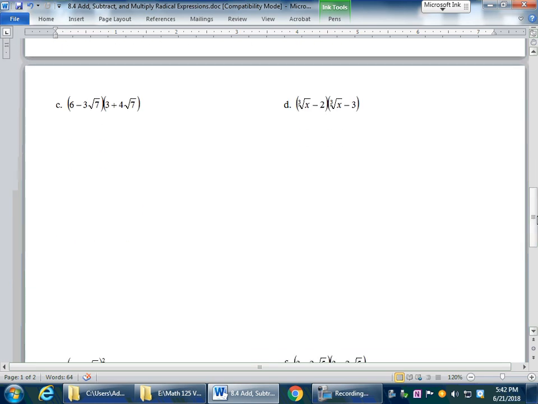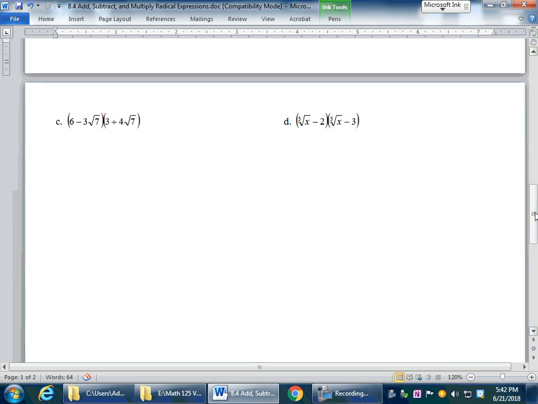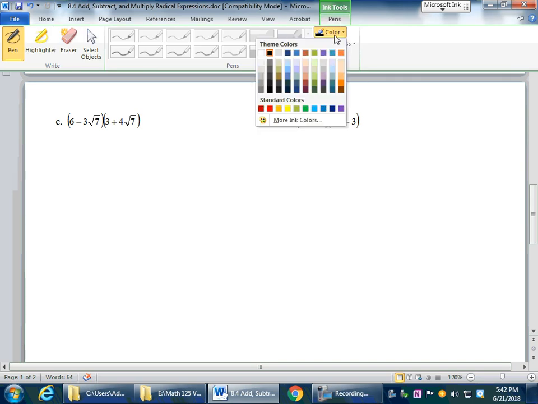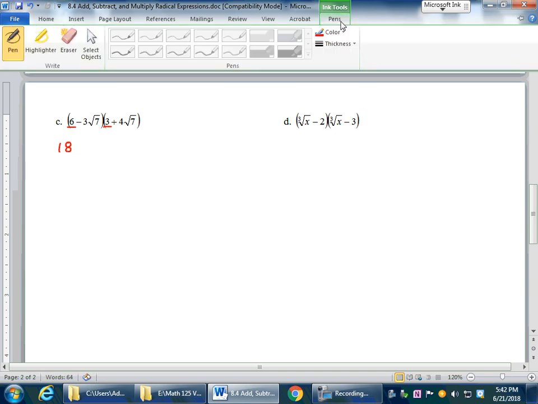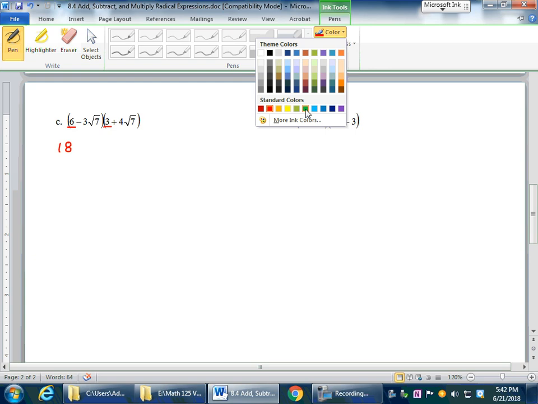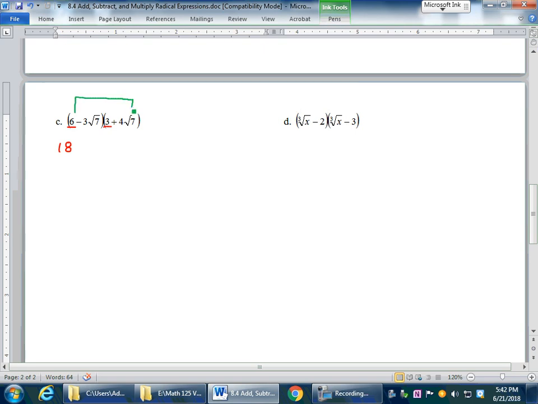is multiply a binomial times a binomial, which is 2 terms times 2 terms. So we're going to do the foiling method. First, we're going to multiply first together. So therefore, 6 times 3 is 18. And then we're going to multiply the outers together. So that will become 6 times 4 square root of 7, which will give me plus 24 square root of 7.